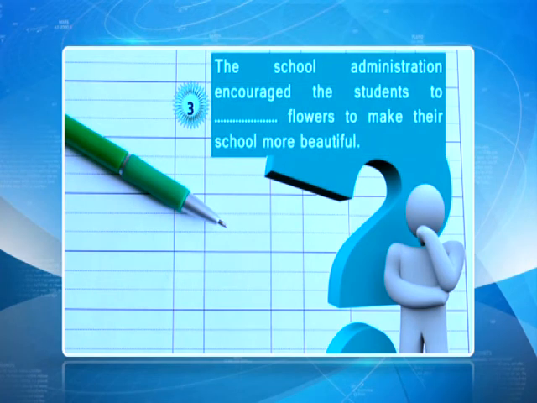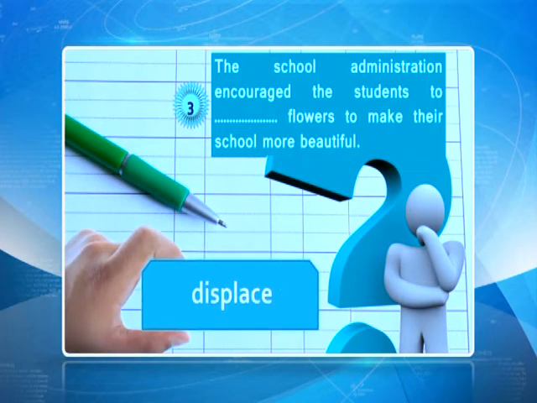The school administration encouraged the students to, space, flowers to make their school more beautiful. So this is a measure taken by the school administration to make the school much more attractive and beautiful, and they did something. So let's find out what is the missing word to complete the meaning of this sentence. The words are displace, grow, emigrate, and afford.